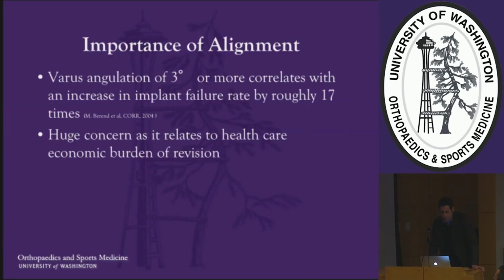So why are we talking about navigation, and why is it important in total knee arthroplasty? That's because alignment is important in total knee arthroplasty. If you look at outliers in tibial component positioning, varus angulation of 3 degrees or more correlates with an increased failure rate of implants. And that is a huge concern as it relates to the growing economic burden of total knee arthroplasty revision.